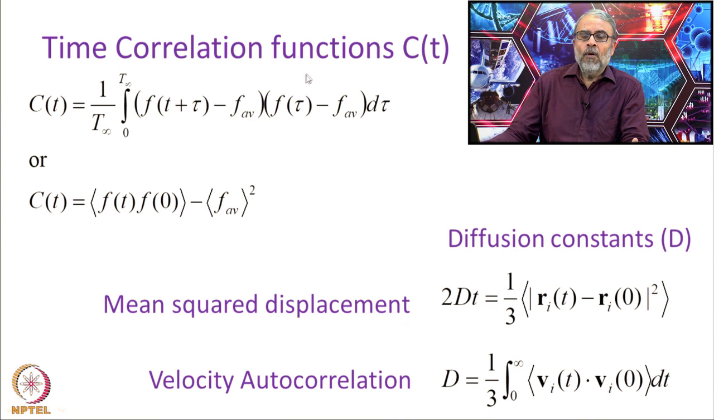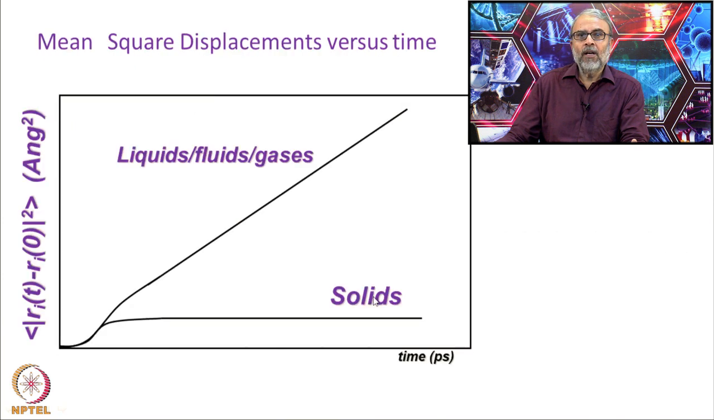Now, what are the advantages of this time correlation function? One example is given here. This is called a velocity autocorrelation function. If you know the velocity autocorrelation function, you can integrate that time correlation function for velocity with respect to time and get the diffusion constant. And the same diffusion constant can also be obtained from what are called mean square displacements. I will have a slide now to explain the meaning of the time correlation function.